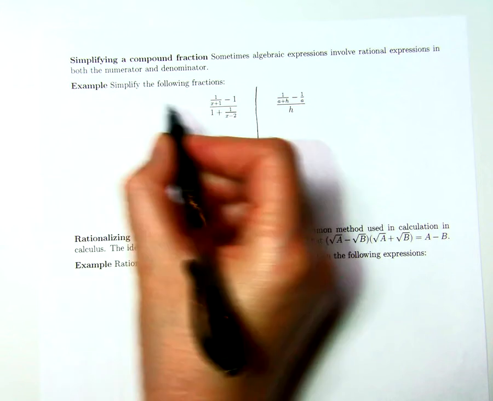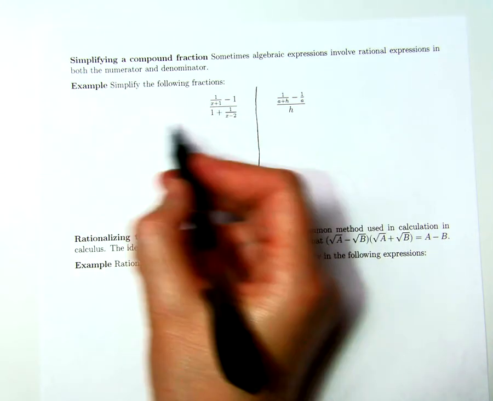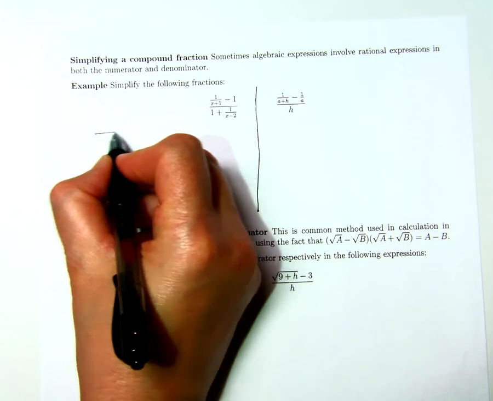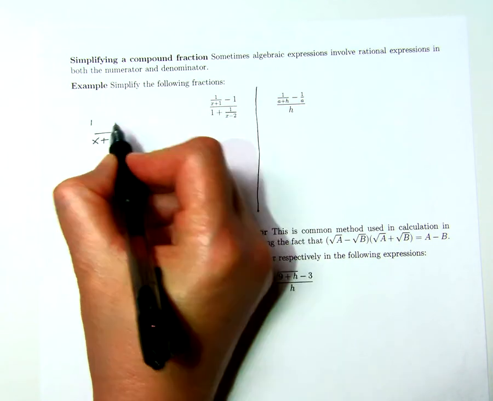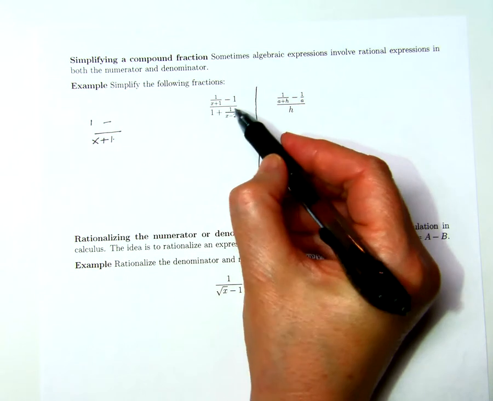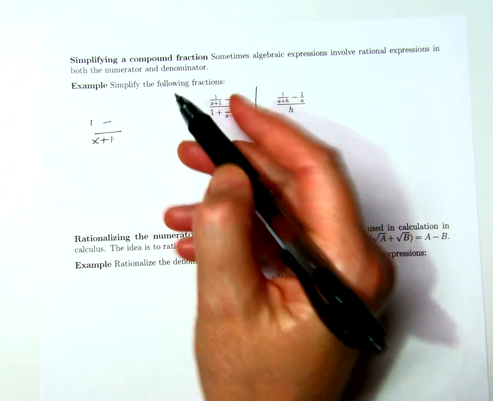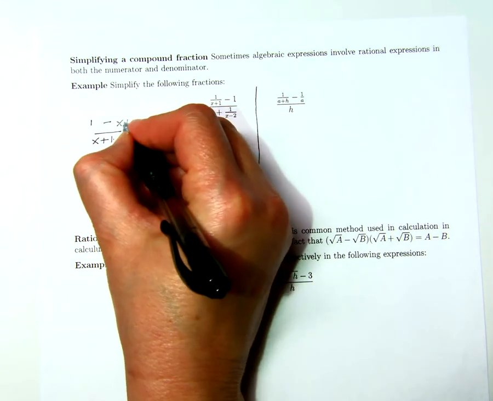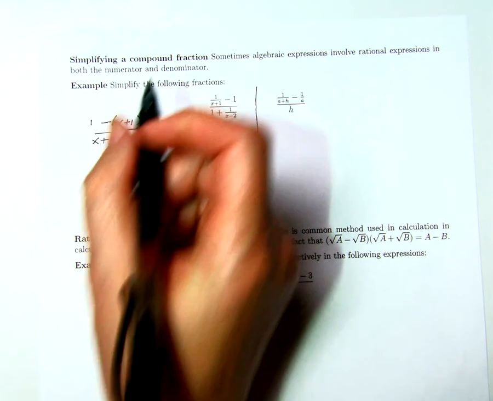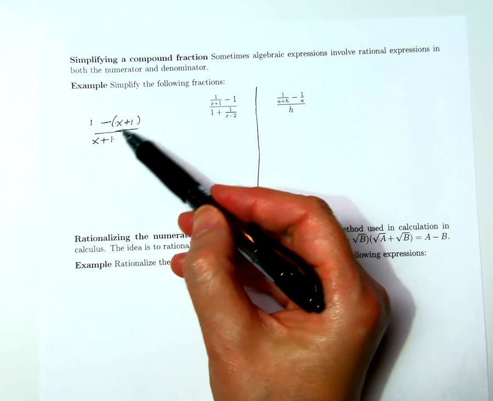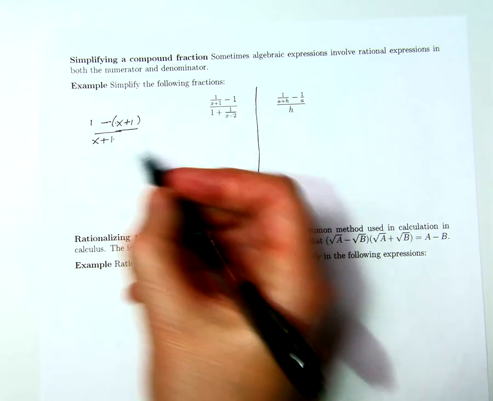So 1 over x plus 1 minus 1, the common denominator is going to be x plus 1 here. And we have 1 over that minus, well, 1 into x plus 1 goes x plus 1 times, so it's going to be minus x plus 1. This is minus x plus 1 over x plus 1, which is 1.